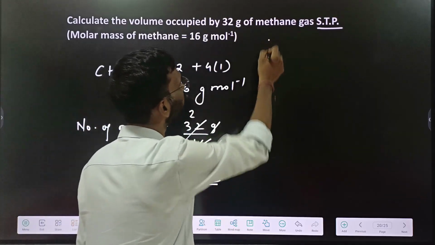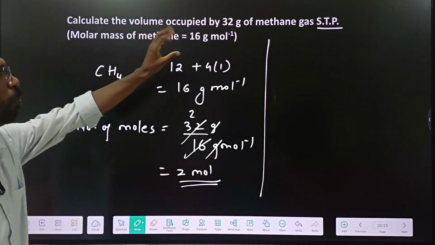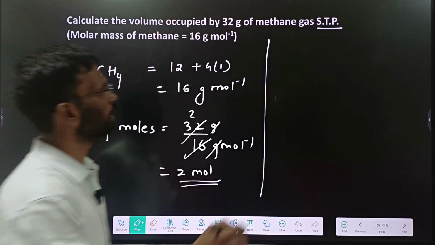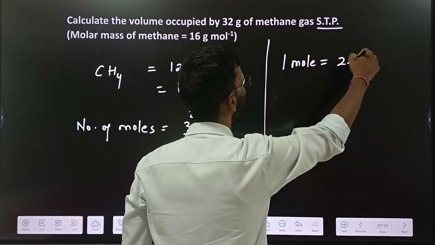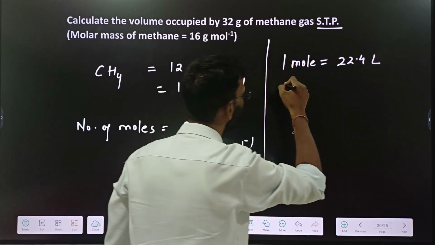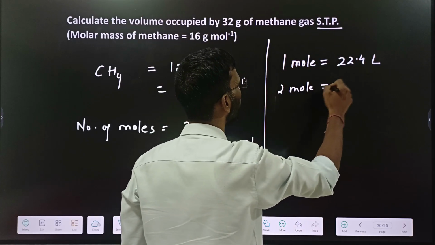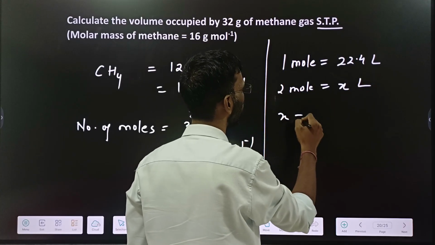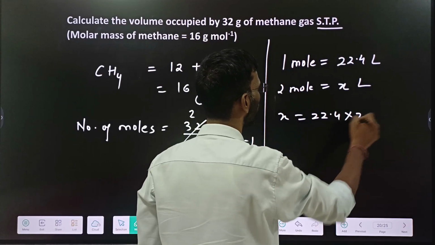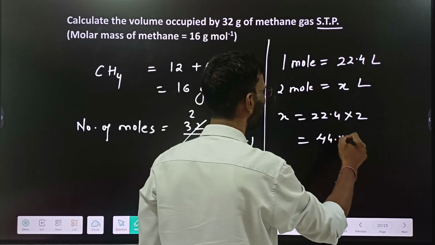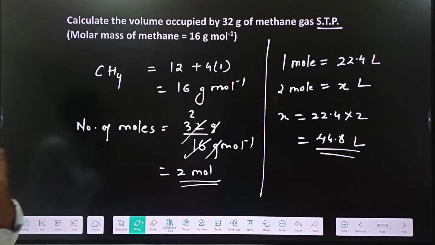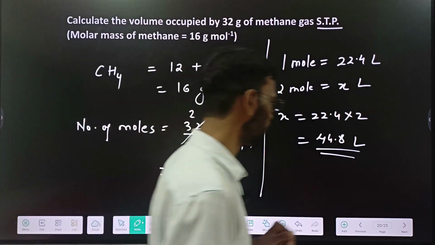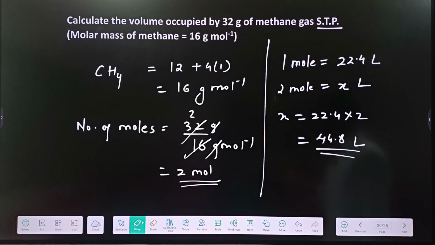So we know that 32 gram has 2 moles. And I know that at STP, 1 mole of gas will occupy 22.4 liter. Then 2 moles will occupy X liter. So X is equal to 22.4 into 2, which is equal to 44.8 liter of volume. This was the simple thing expected in this problem. Very simple problem, it is for building your base.